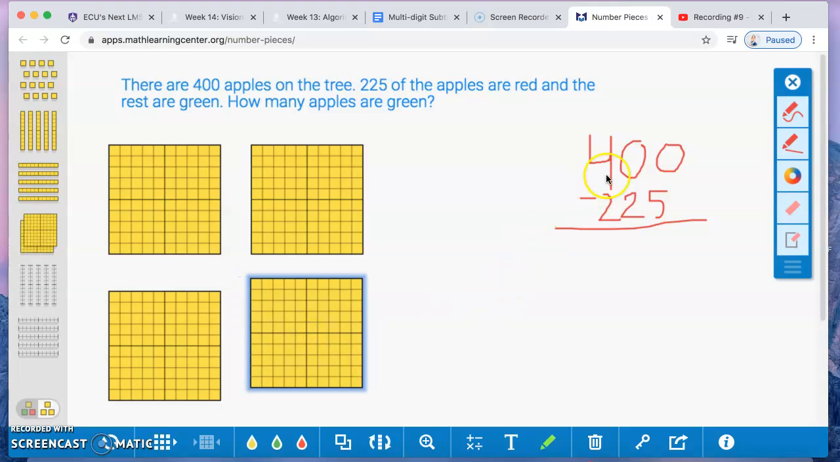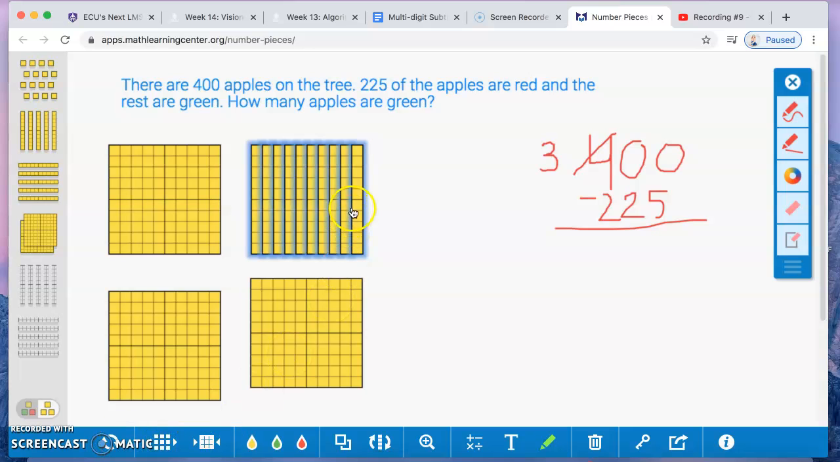So we can't take away 25 from these two zeros, so we have to regroup and decompose our hundreds frames. So we can change this 400 to a 300 in order to get the amount that we need for our tens and our ones place. So since we did that, we will come over to one of these hundreds frames and we will decompose it into 10 tens frames. Now we have 10 tens frames.